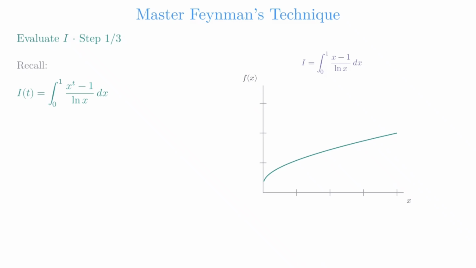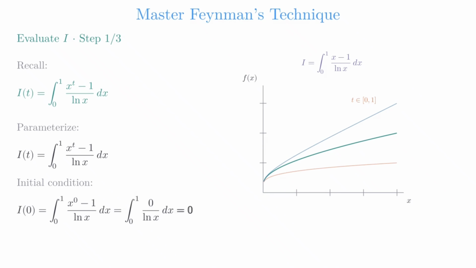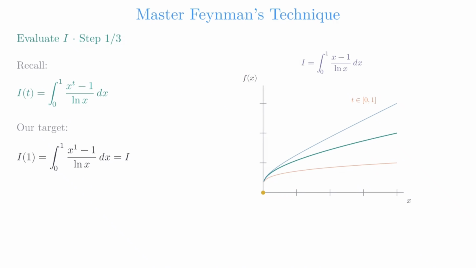We introduce a parameter t by replacing x with x to the t in the numerator. Define I of t as the integral from 0 to 1 of x to the t minus 1 over ln x dx. When t equals 0, x to the 0 is 1, so the numerator is 0. This gives us our initial condition, I of 0 equals 0. And when t equals 1, we recover exactly our original integral I. Now comes the magic. We differentiate I of t with respect to t.